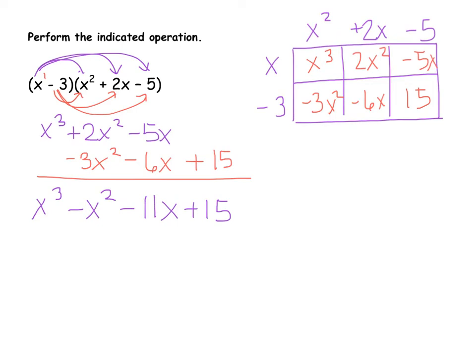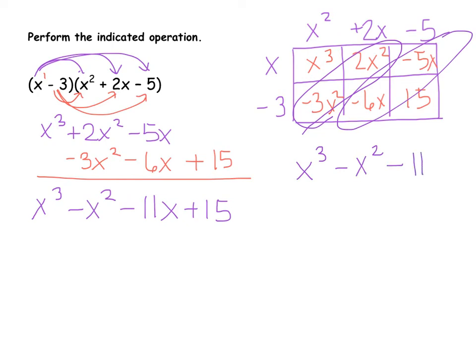Notice the 6 answers we got are the same. These 6 answers are the same as these 6 answers. They're just arranged a little differently. When we're working with the lattice, if they're like terms, they're going to end up being diagonal of each other. So we can just add our like terms, write down our answer. We'd get x to the third. Negative 3x squared and positive 2x squared would be minus 1x squared, or just minus x squared. Negative 6x and negative 5x, add them up, we'd have negative 11x. And then a positive 15, so plus 15.